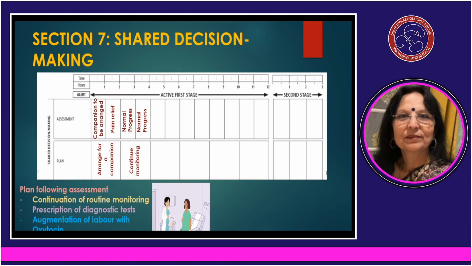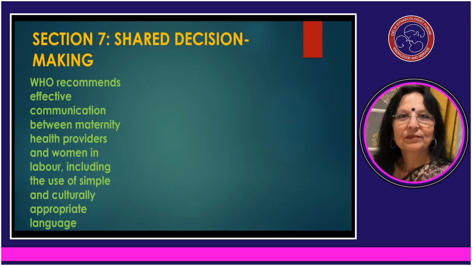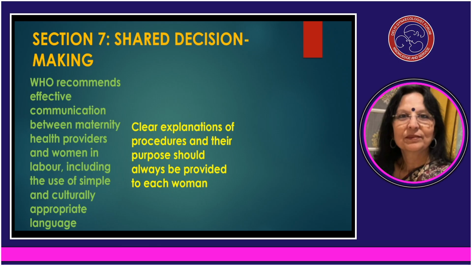So the plan, you will write whether to continue monitoring or to give some kind of a diagnostic test, or you want to do an ARM, or you want to give oxytocin, or you want to do an assisted birth with vacuum or forceps, or you want to take the patient in for a cesarean section. Please click. So this is very, very important, and you need to explain this to the patient in a language that she understands. Next. And also give explanations of the procedures.